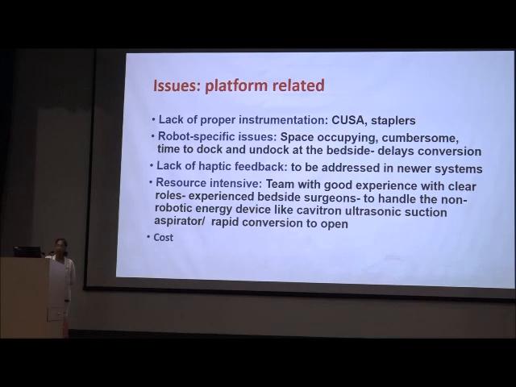Secondly, most of the earlier staplers were not integrated. Now they are integrated into the robotic platform, but there are still 3-row staplers. You don't have 2-row staplers, so they take up more space as well.